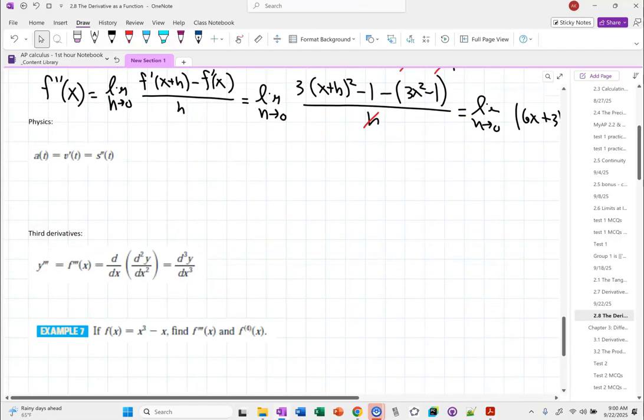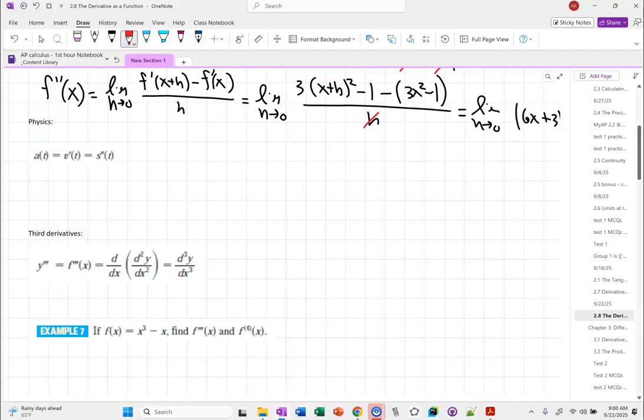Important physics note, because you'll get some story problems that involve acceleration, velocity, and position. Acceleration is just the first derivative of velocity, or you can think about it as the second derivative of position. It means velocity is the first derivative of position. Everybody's okay with that? If you're in a story problem situation and you're given a velocity and you have to find the acceleration, what do you need to do? Just take the derivative. Everybody's good?